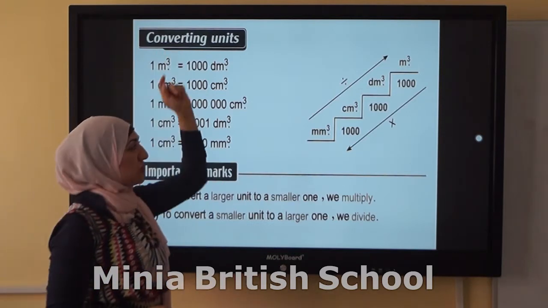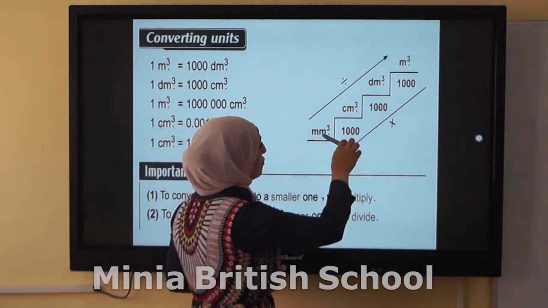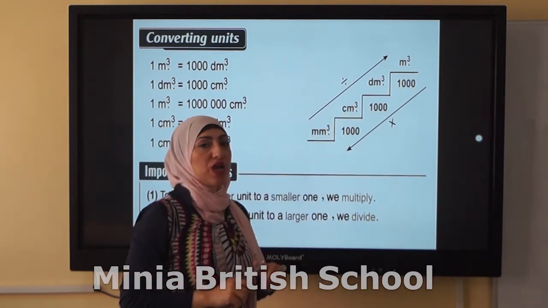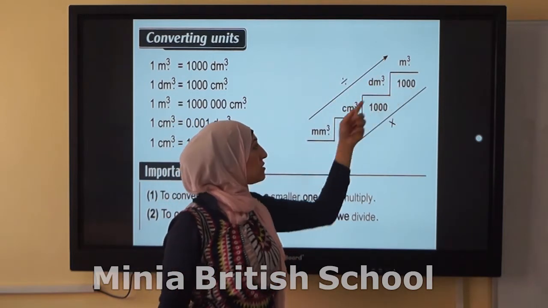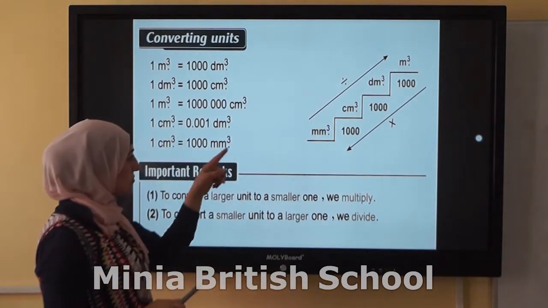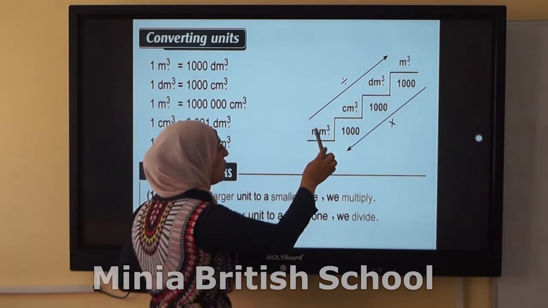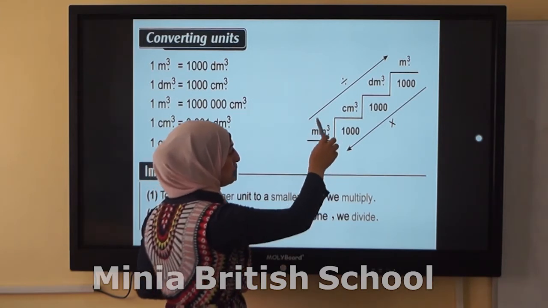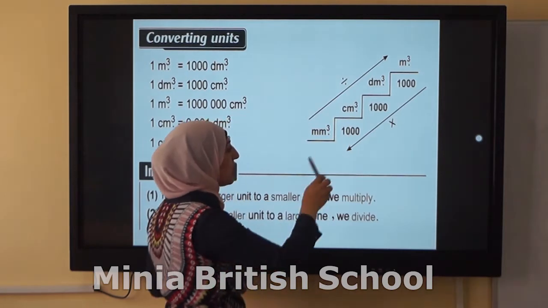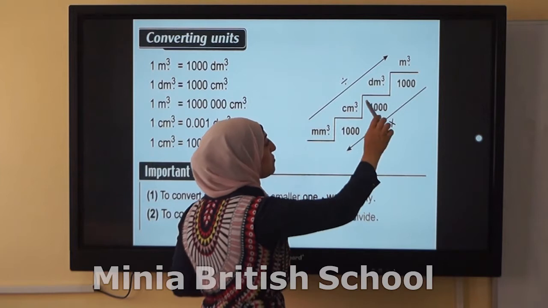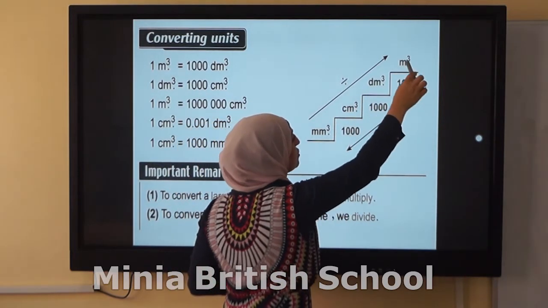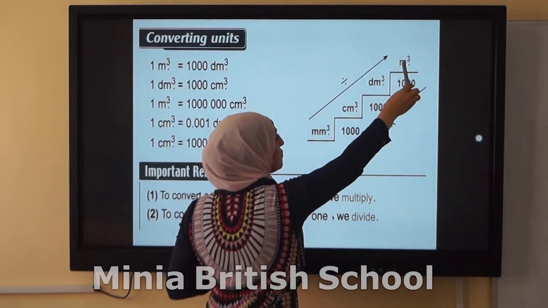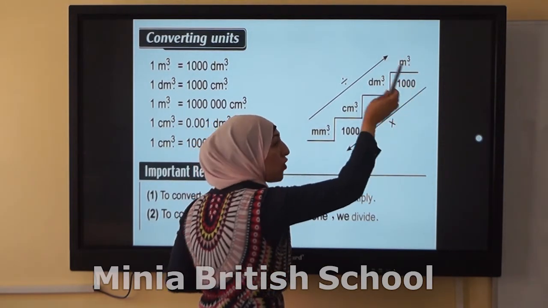Here, converting units. As we said before, to convert from a small unit to a greater unit, I divide. From a great unit to a smaller unit, I multiply. So from cubic millimeter to cubic centimeter, divide by 1,000. From cubic centimeter to cubic decimeter, divide by 1,000. And vice versa: to convert from cubic decimeter to cubic centimeter, multiply by 1,000.